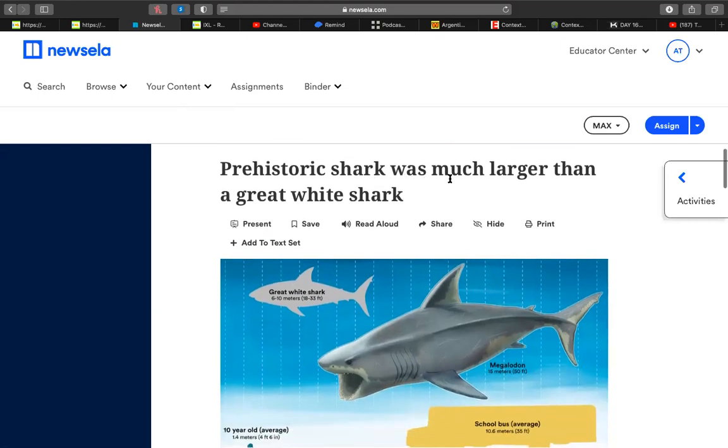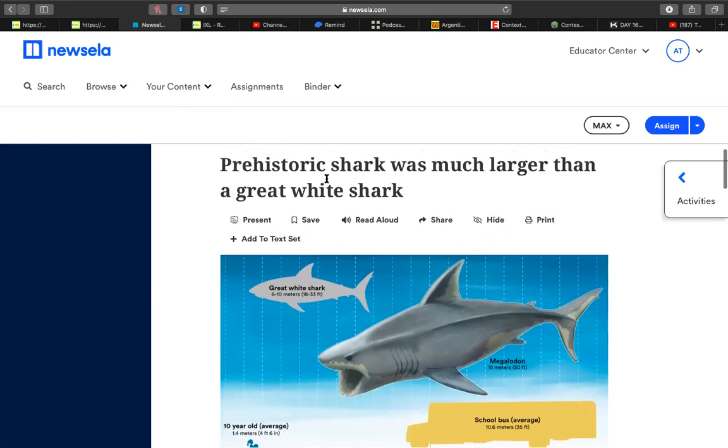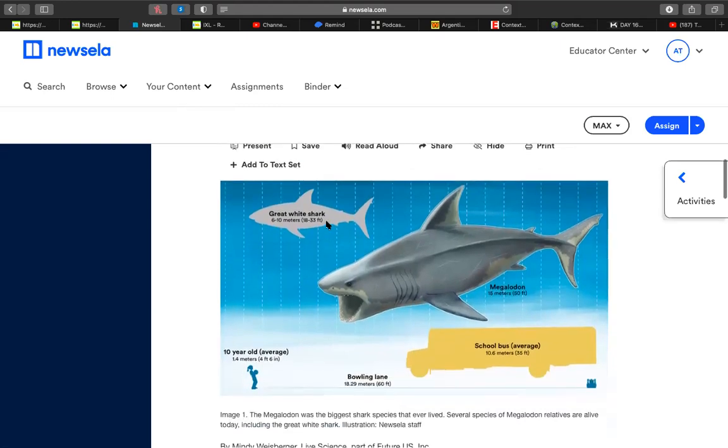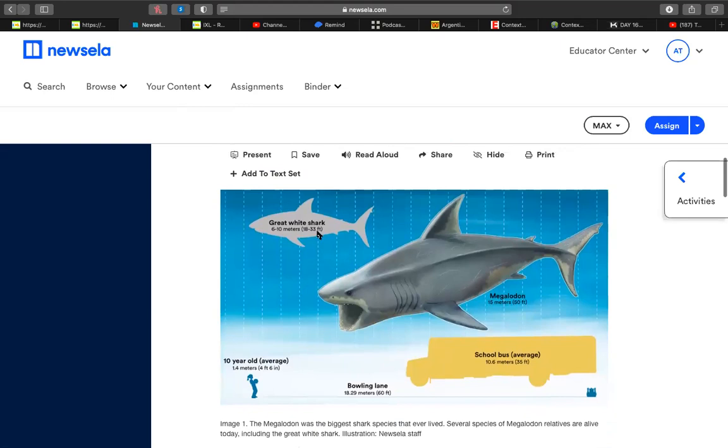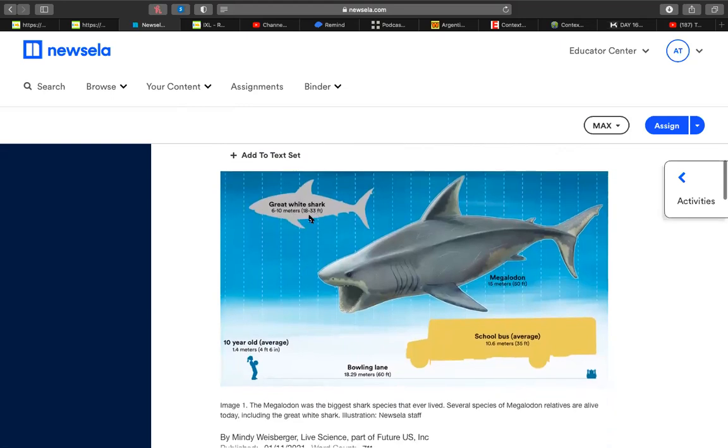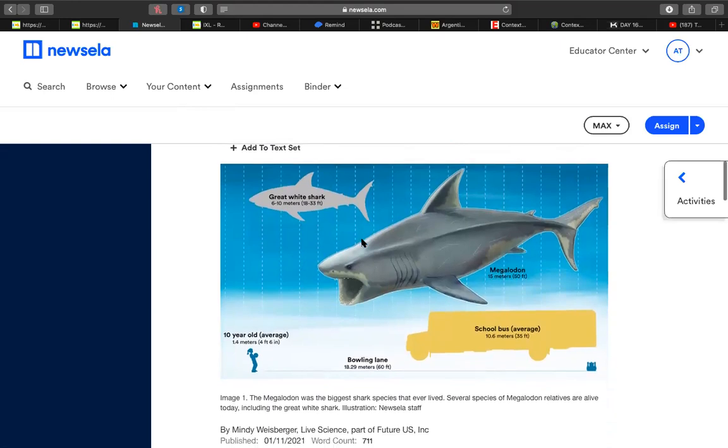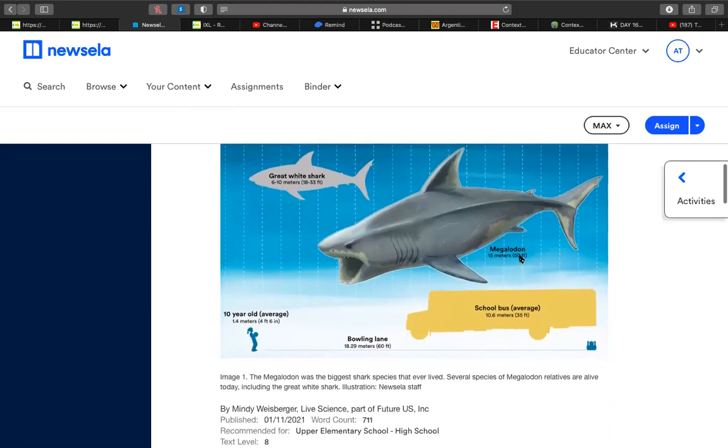So prehistoric shark was much larger than a great white shark. So we have the great white, which is, let's use feet, 18 to 33 feet. Your Megalodon is 50 feet. Your school bus is 35 feet. Okay.